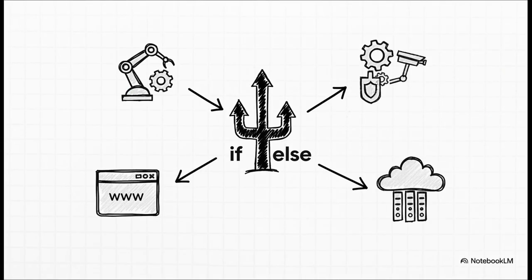And I'm not kidding when I say it's everywhere. This exact kind of logic is the beating heart of so many systems you use every single day. Logging into a website, a security system deciding to unlock a door, an automation script deciding if it should process a file, it all comes down to this.